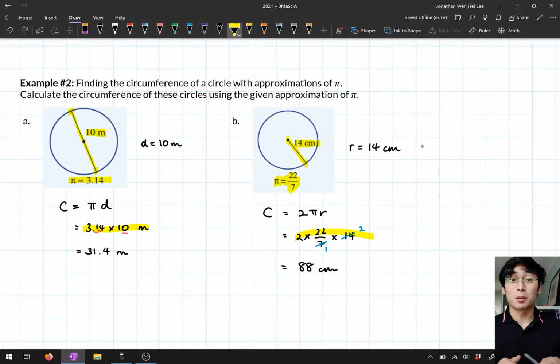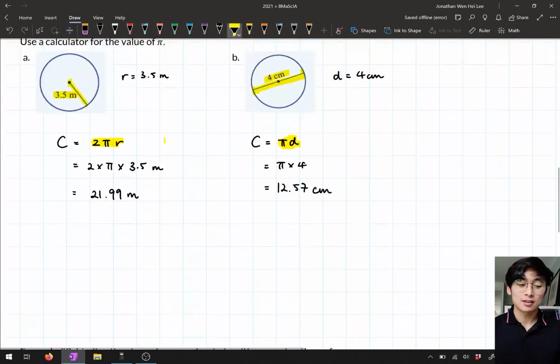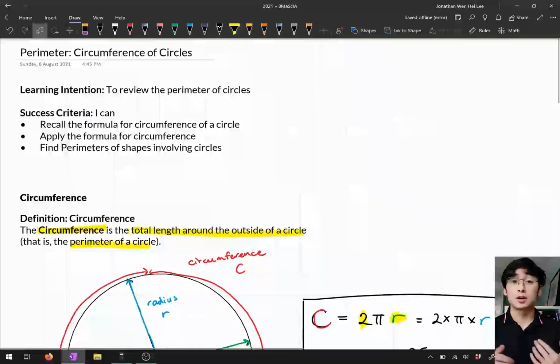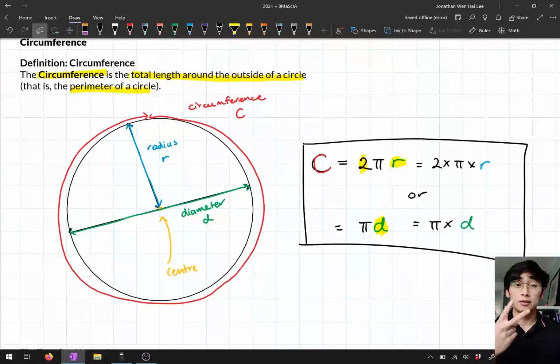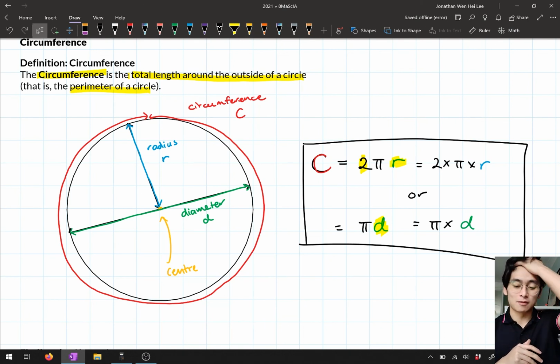Let's just do a quick summary of what we looked at in today's lesson. In today's lesson, we talked about the circumference of circles. The circumference is just the total length around the outside of our circle, which is another way of thinking about the perimeter of our circle. And so here we have two different formulas, which give us the same thing for our circumference.